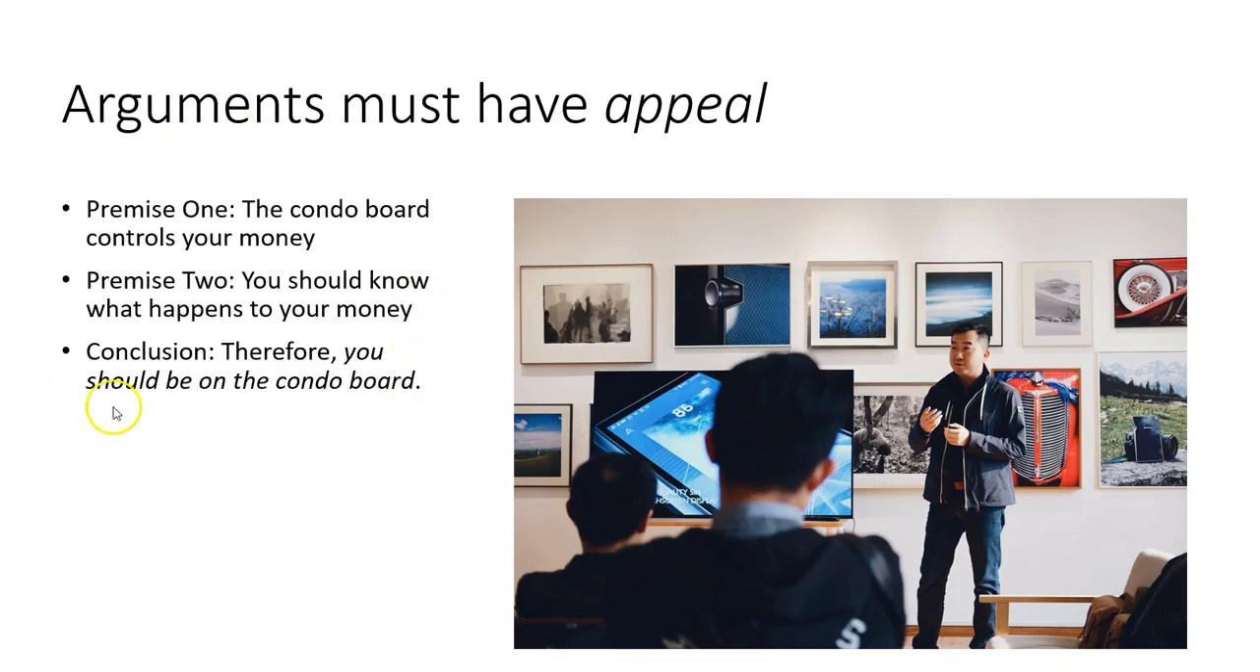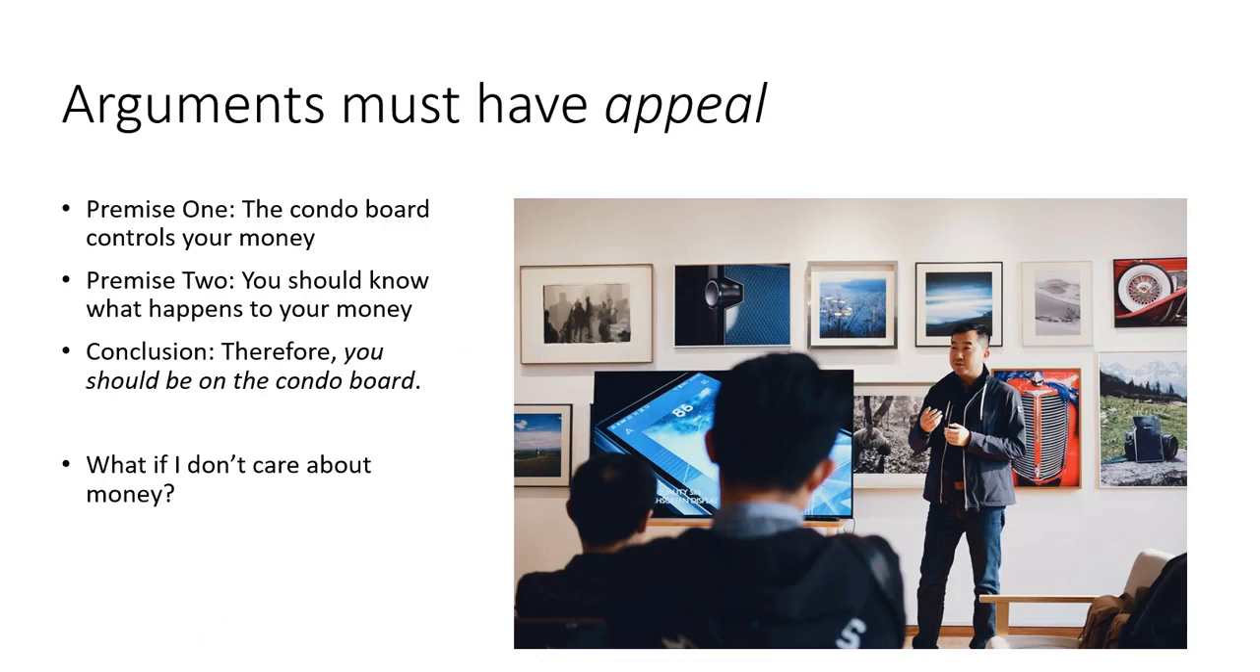Okay, here's an argument. Premise 1, the condo board controls your money. Probably true, right? Let's imagine it's true in this case. Premise 2, you should know what happens to your money. Probably, right? Another pretty good premise. Conclusion, therefore you should be on the condo board. Whoa, I don't know. Should I be on the condo board? What if I don't care about money? Or what if I don't have time to be on the condo board, right?